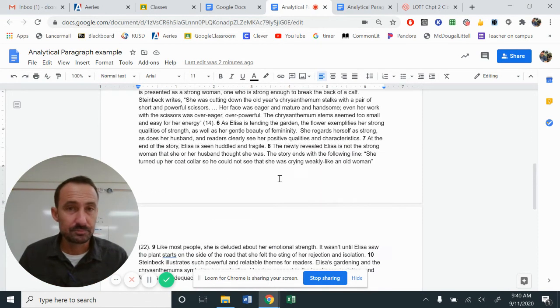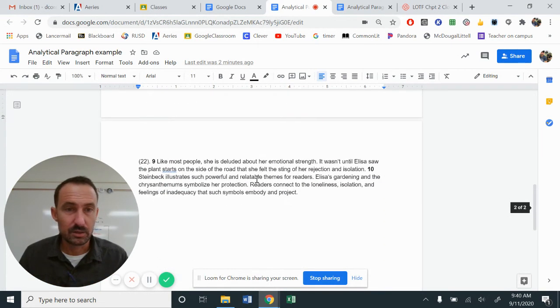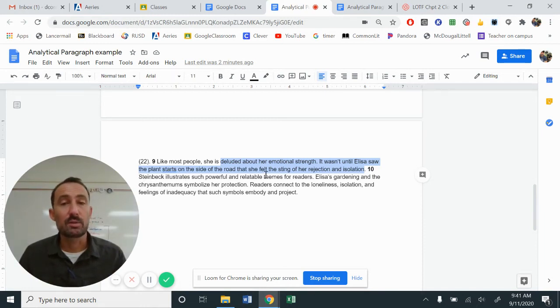So number 9, like most people, she is deluded about her emotional strength. It wasn't until Eliza saw the plants on the side of the road and she felt the sting of the rejection and isolation. So she's feeling this. Okay. Number 10. So here's where I drive it home. I make the connection. Steinbeck illustrates such powerful and relatable themes for readers.